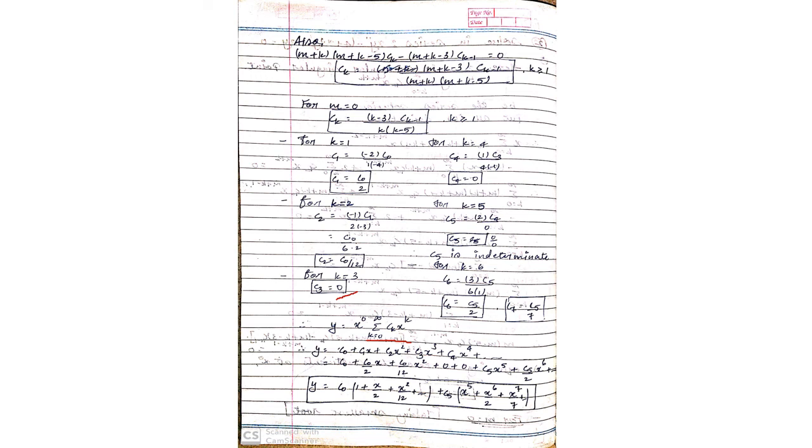So here c5 as it is. The answer for c6 we converted into the c5 form, right? So it will be c5 upon 2 into x to the 6, and so on. So the two constants you get in the series will be c0 and the other will be c5. So just take out the common c0 and c5 and make the series.